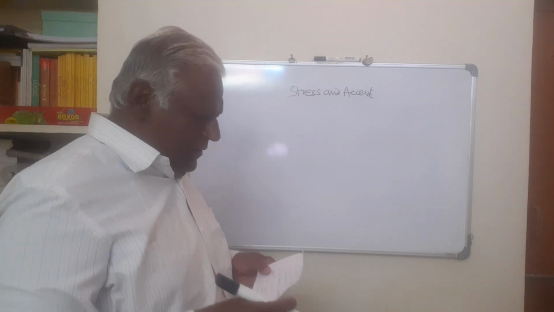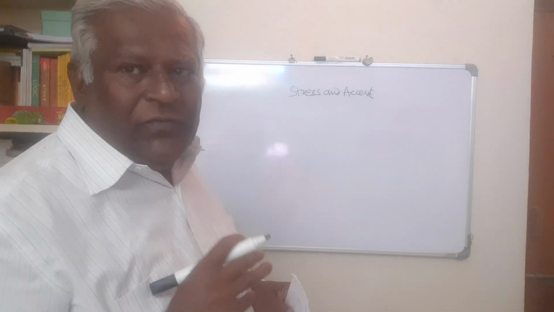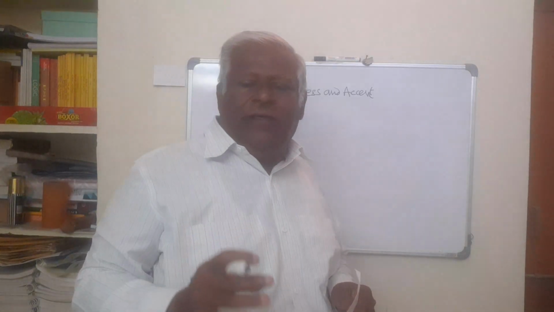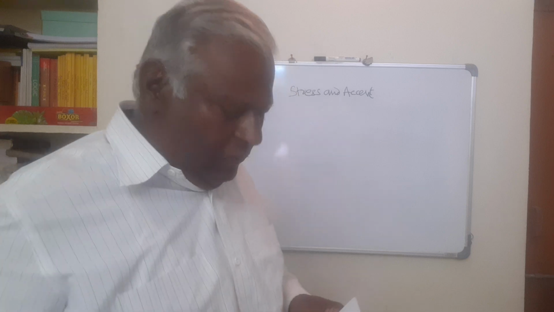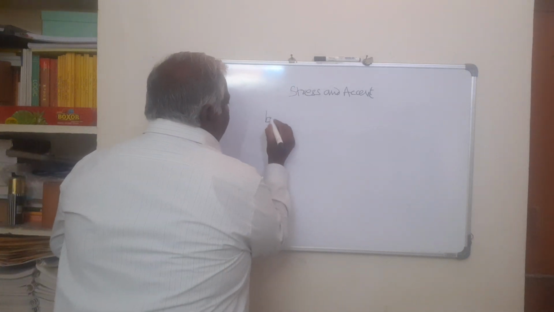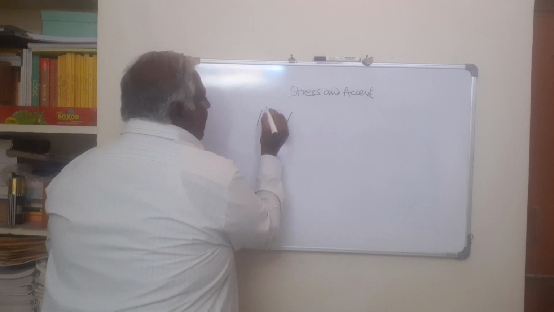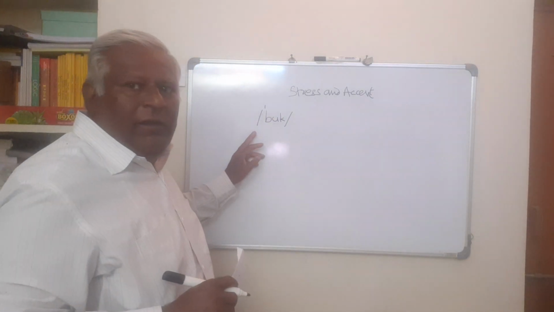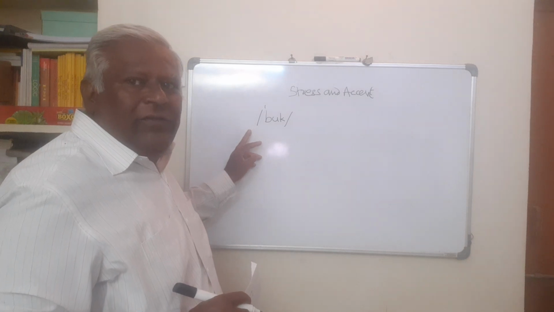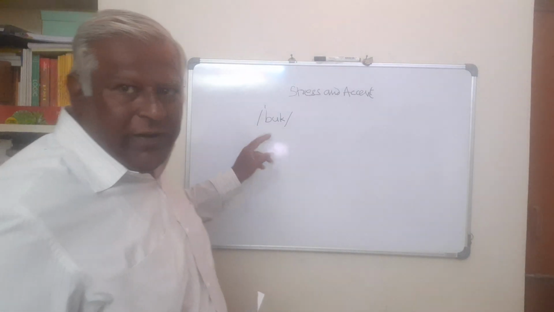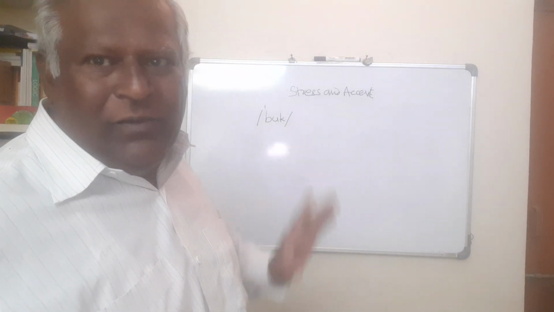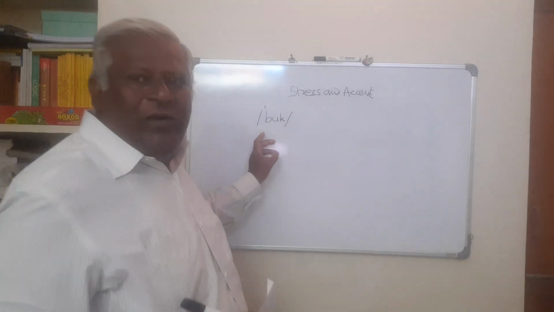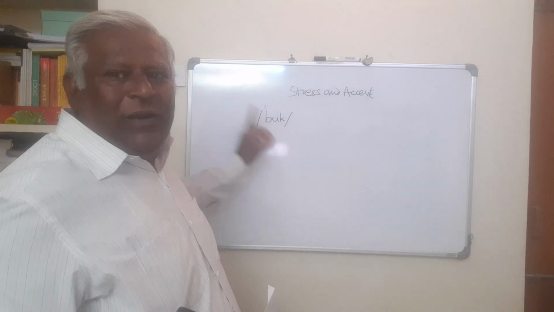There are two types of stress: the primary stress and the secondary stress. Stress is given only on one syllable in a word, for example in a monosyllabic word like book. Book has a primary stress, and it is a monosyllabic word: one word, one syllable. In monosyllabic words, we have one stress, that is the primary stress.